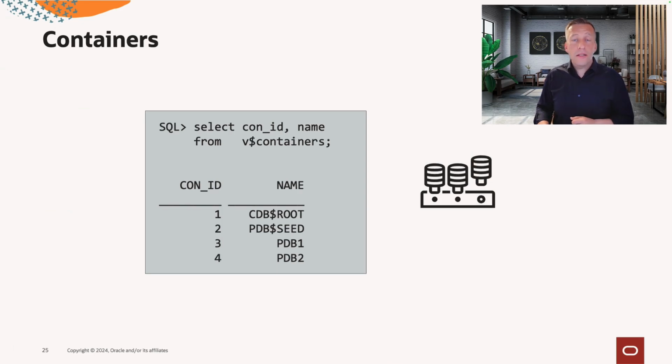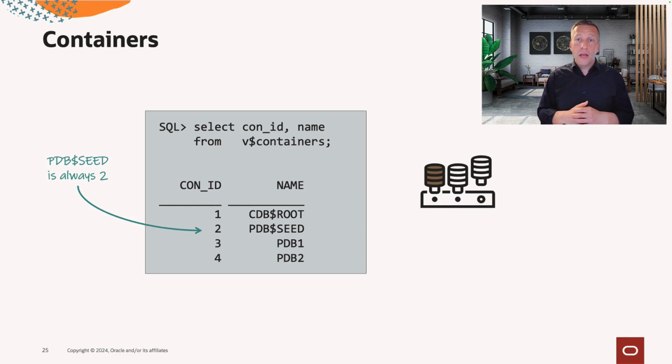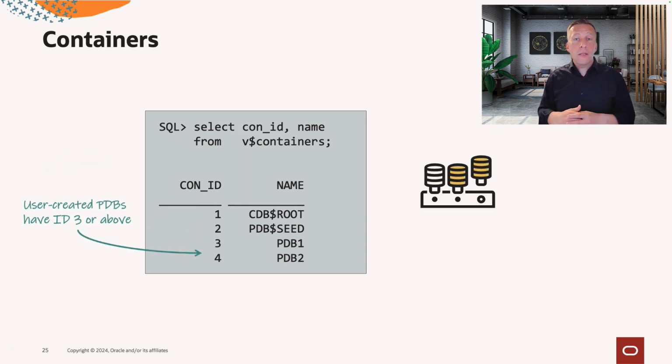When you connect to the container database, there's a view called V$CONTAINERS. It gives you an overview of all the containers that you have in your container database. You will always see a row with CON_ID 1, which is CDB$ROOT or the root container. You will always also have a row with CON_ID 2, which is PDB$SEED or the seed container. This is an empty PDB that we can use to rapidly provision new empty pluggable databases. And then when you start to create your own pluggable databases, we will assign them with CON_ID 3 and above, and you can create as many as you want.